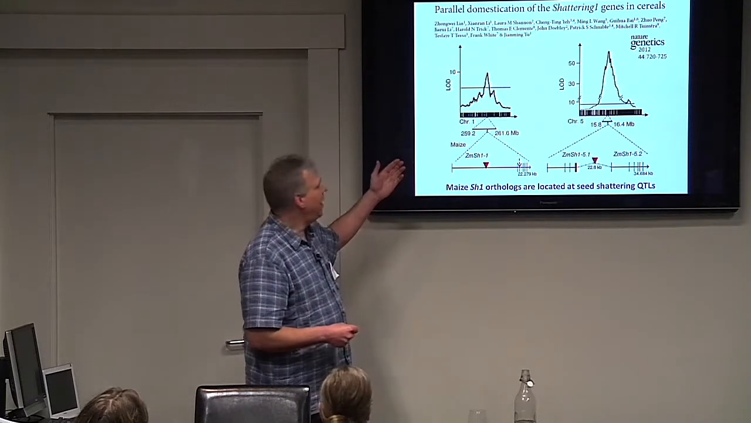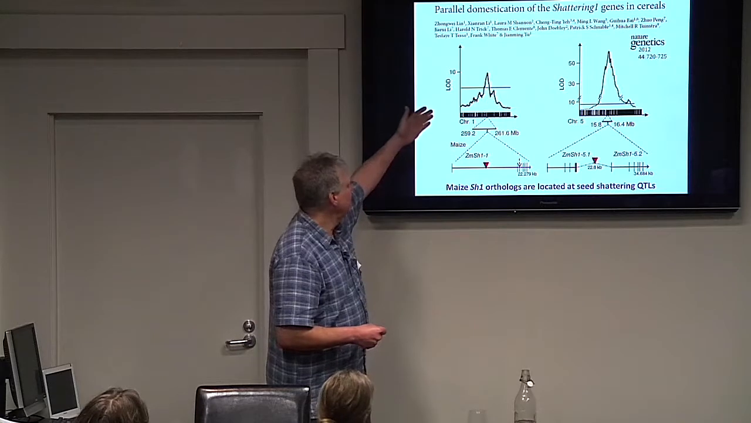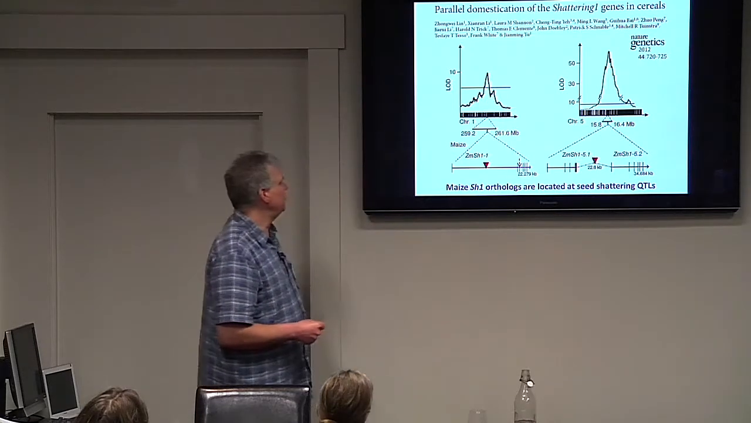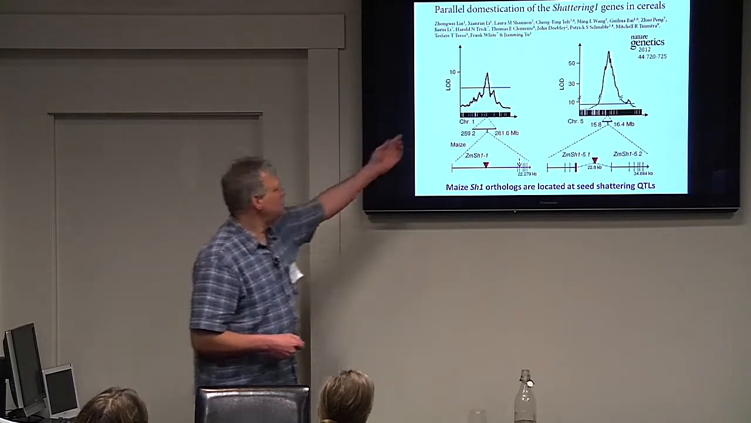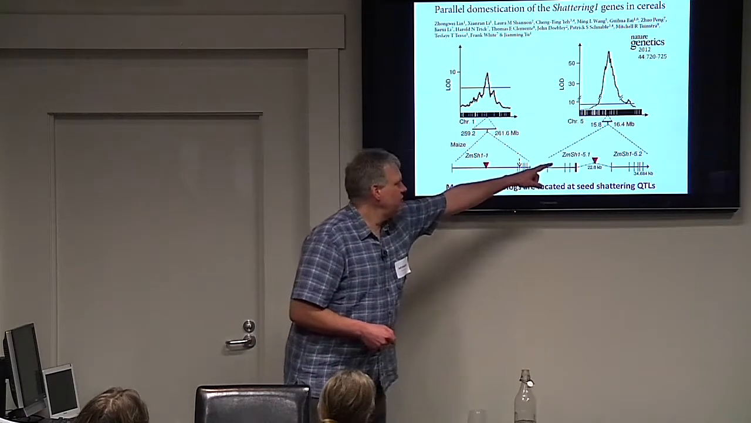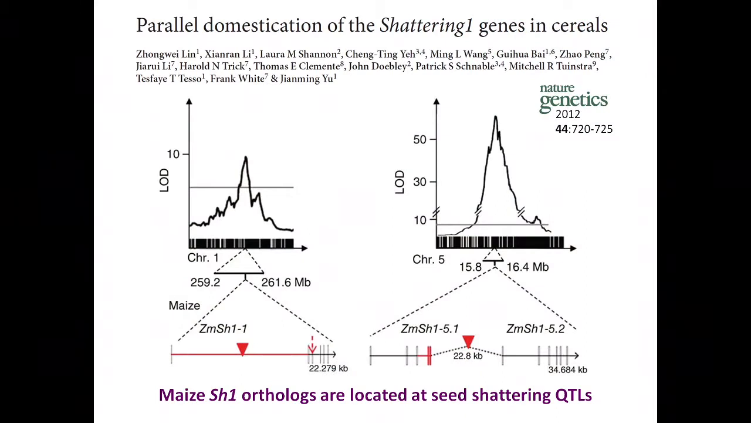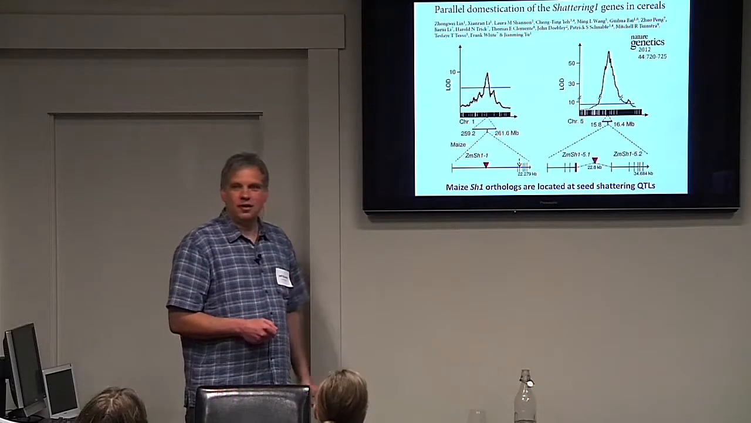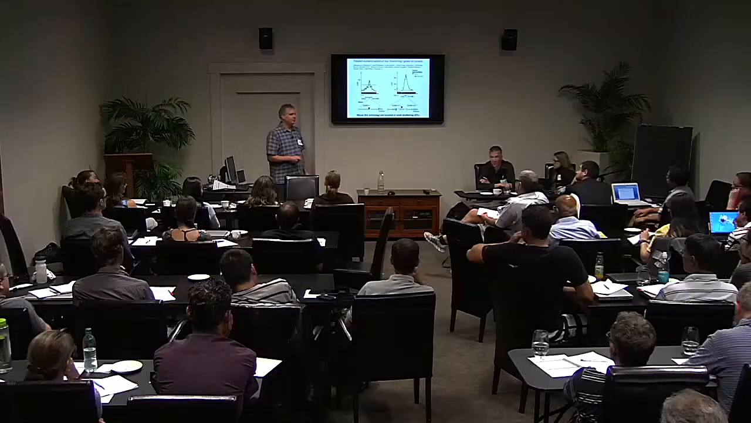Okay, so in maize they knew what this ortholog was, and then they took this map that I developed and scored seed shattering in those individuals, and they got 2 QTL under which the maize orthologs of the shattering 1 gene were found. So it showed that the very same genes were selected for during the domestication of maize. Any questions or comments there?